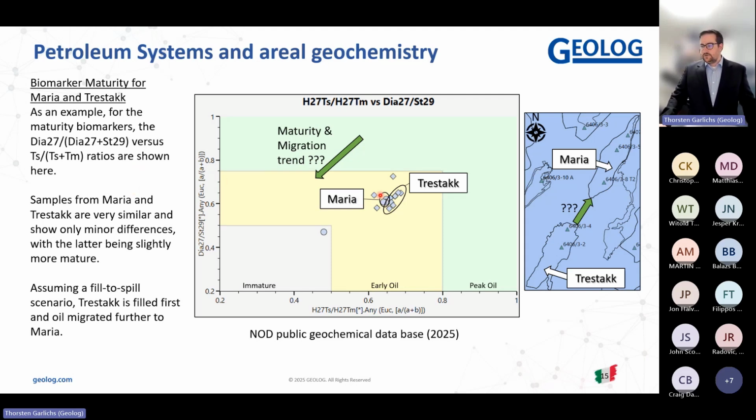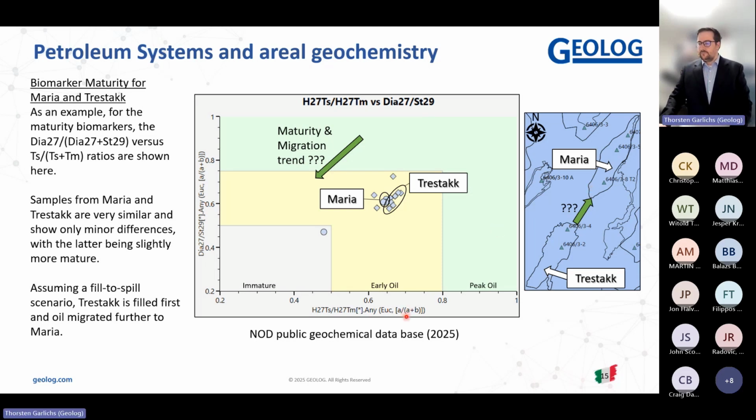Samples from Maria are these circles. They are very similar to the Trestak samples. However, the Trestak samples are a little bit elongated, potentially a little bit higher mature, but there is already a question mark set. So far, it is assumed that the Maria is in total a little bit less mature. Therefore, the higher maturity is nearer to the kitchen area, the Trestak field. So the Trestak field was filled first, and then a fill-to-spill scenario is assumed, that the Maria field is filled second. So therefore, it's less mature, further away from the kitchen area.